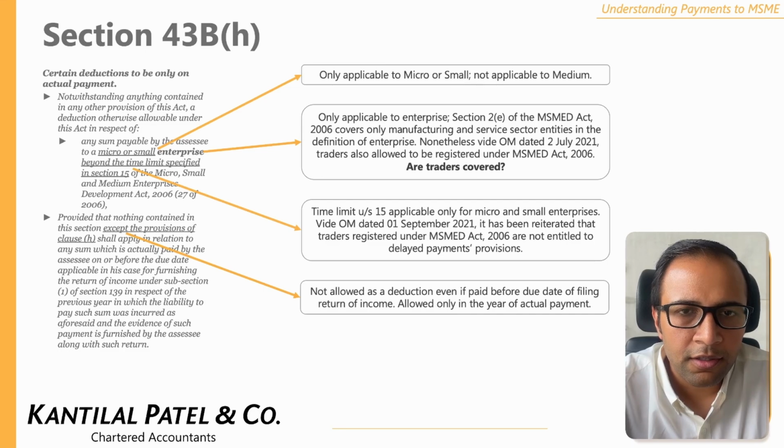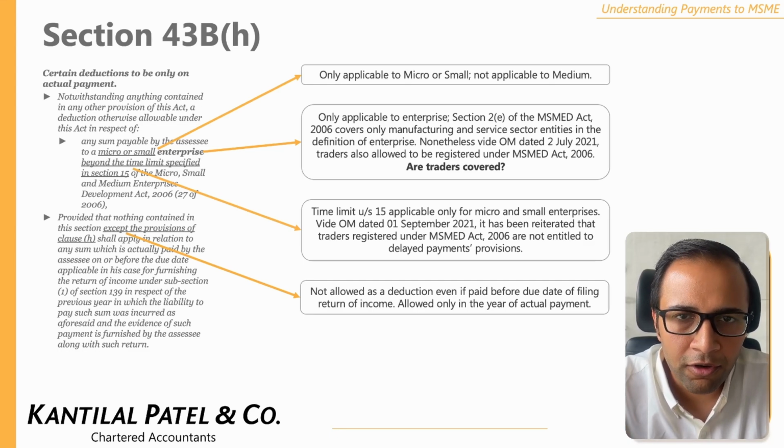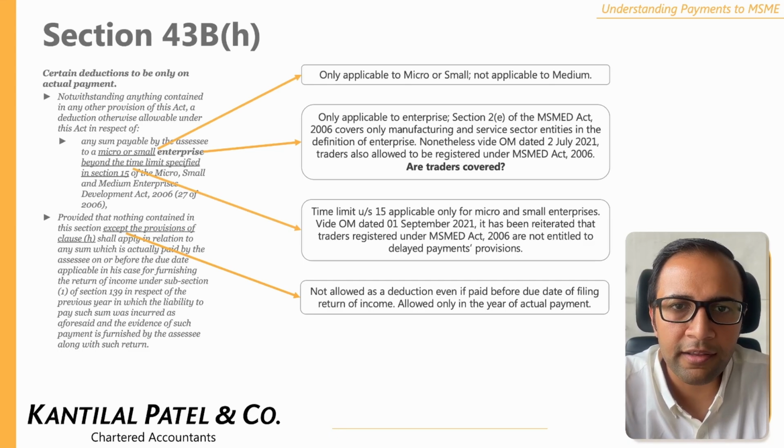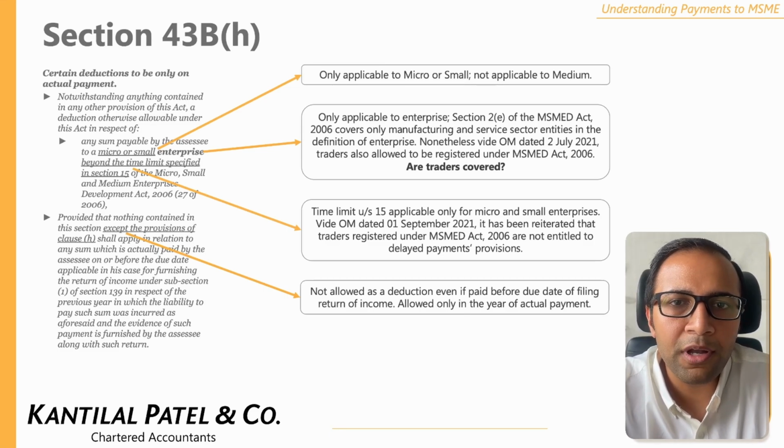Now, the specific exception to 43B items, as we know, is that if the payment is done before the due date of filing the income tax return, it still continues as a payment, and that is covered as an expenditure which is allowed as a deduction. However, for this specific clause H, there is an exception, and this exception says that this expenditure related to MSEs, micro and small enterprises, which is not paid within the time limit specified in section 15 of the MSMED Act, will be allowed only in the year of payment.